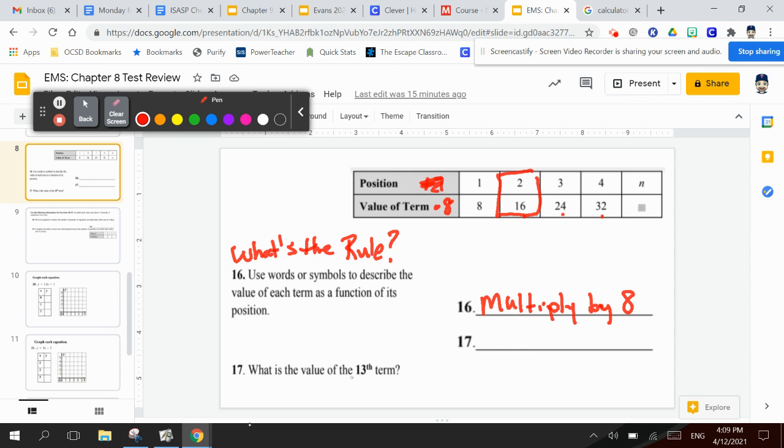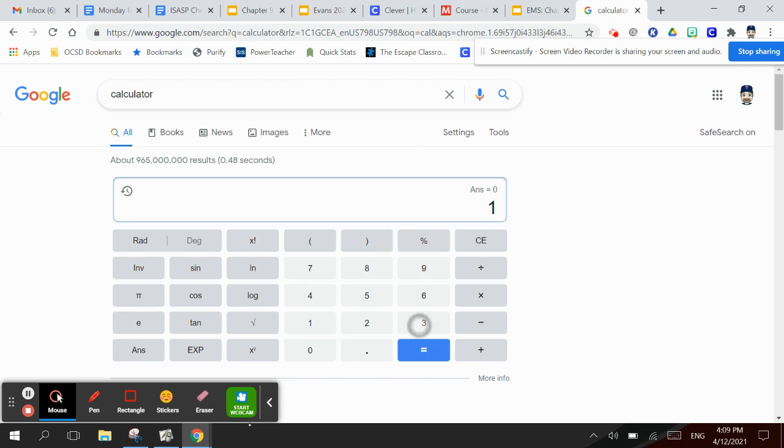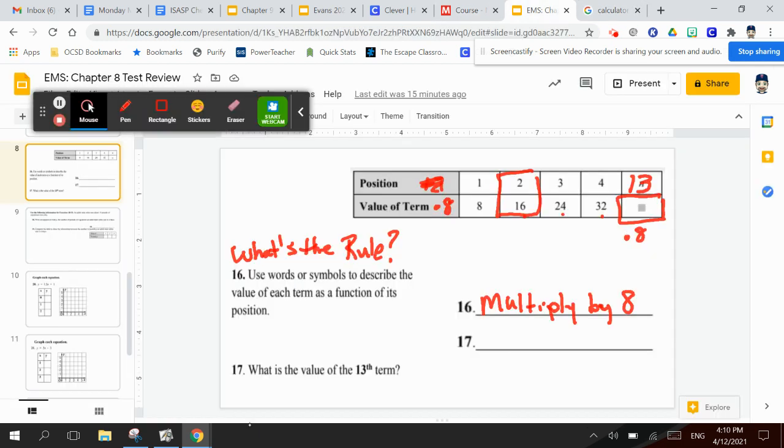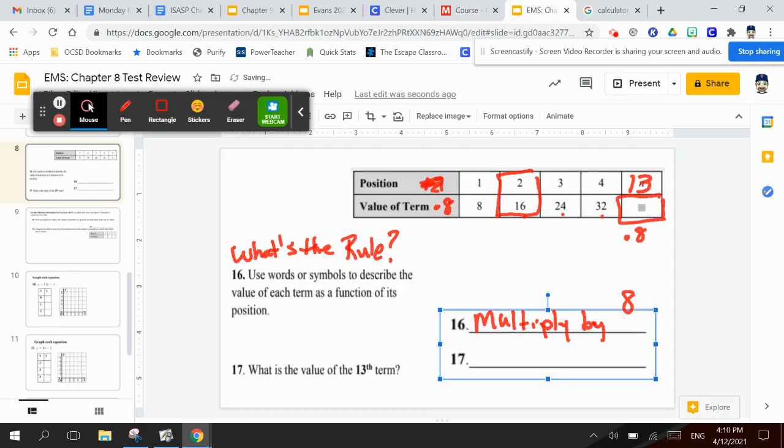And what is the value of the 13th term? So if this number up here was 13, how would I find the number down below? I would use my rule, which is to multiply by 8. And I would go 13 times 8 equals 104. And so 104 would be my answer.